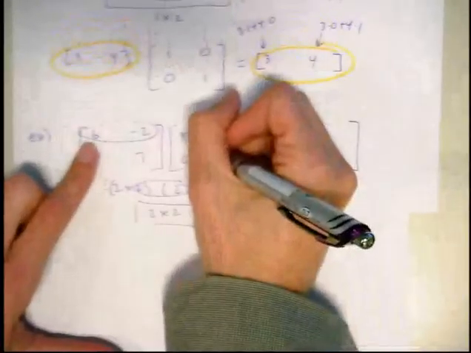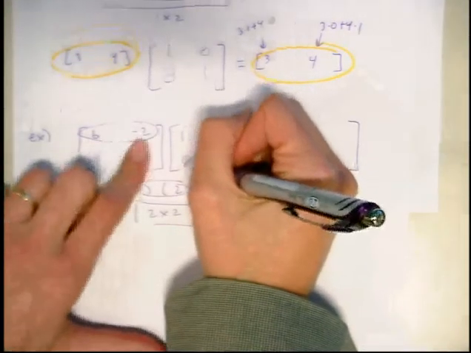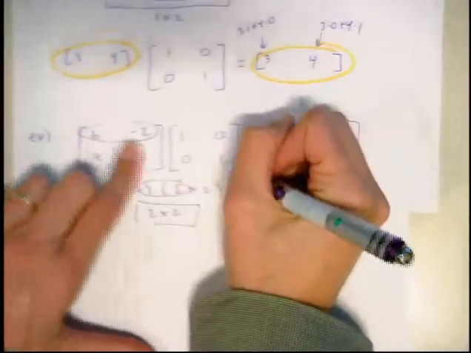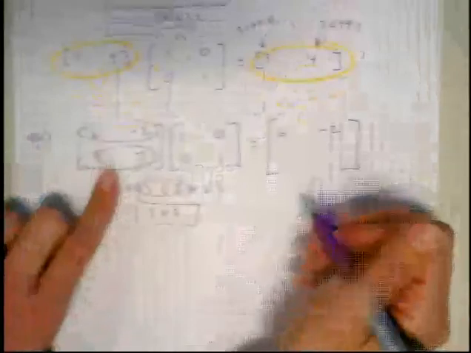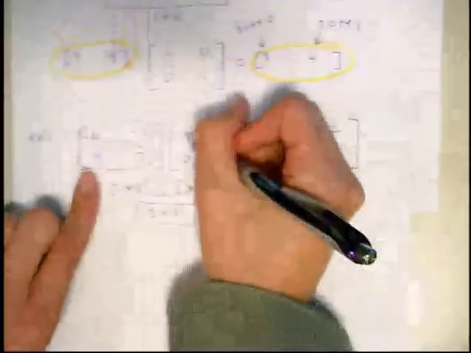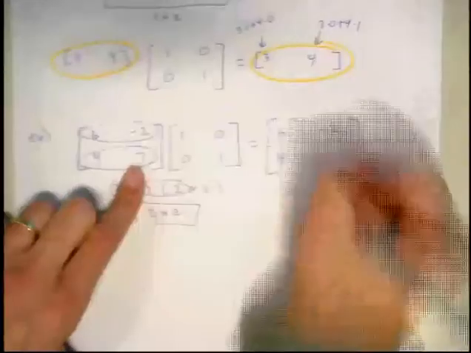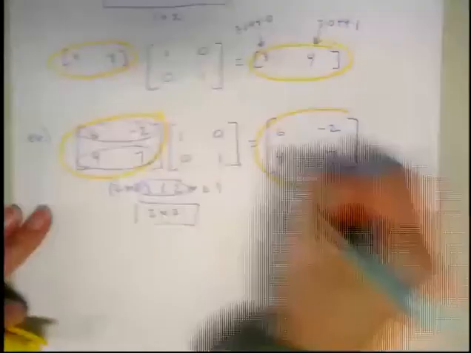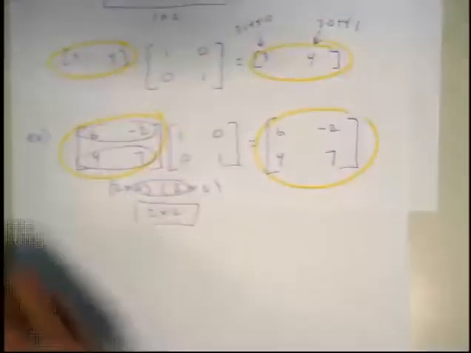Okay, so now I'm going to do the first row. So that's going to be 6 times 1 minus 2 times 0, so that's 6. 6 times 0 minus 2 times 1, minus 2. Okay, so the first row here gives me the first row of answers. Looks familiar. Second row here is going to give me the second row of answers. 4 times 1, 7 times 0, that's 4. 4 times 0, 7 times 1, that's 7. So again, I am being given the same matrix back.